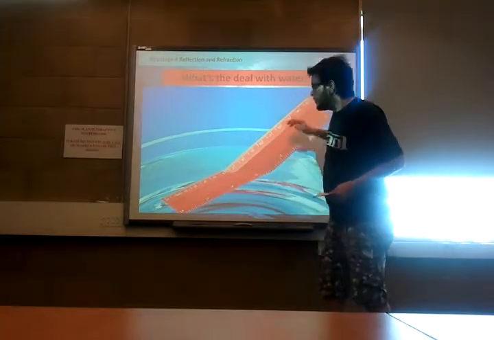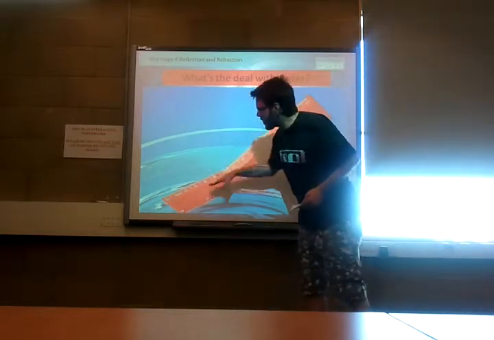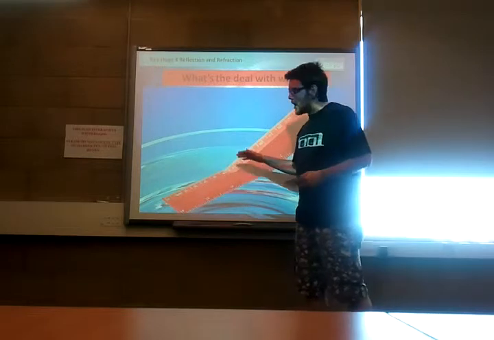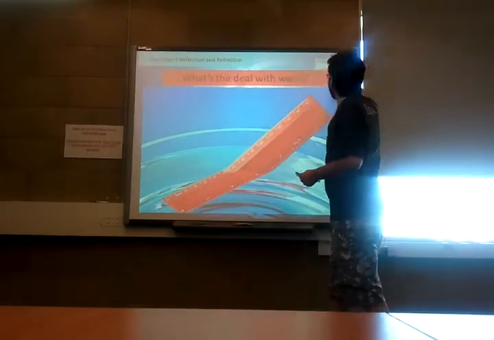You know that ruler is straight, but because of the way that you're looking at it and the way that the light is refracting through the water, it looks like it's bent. So again, exactly how does that work?